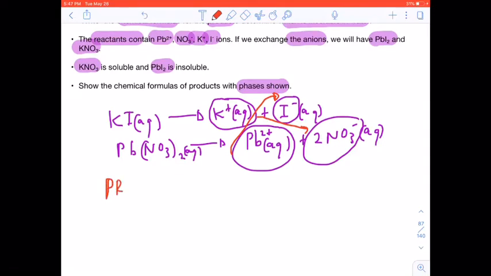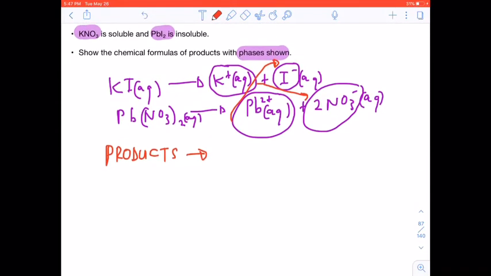So our product, I'll just use this color, our product. What's our product? We find and we look at our product. So our product is going to be KNO3, and the other product would be PbI2. Isn't it so? Now we have to establish which is soluble and which is insoluble.